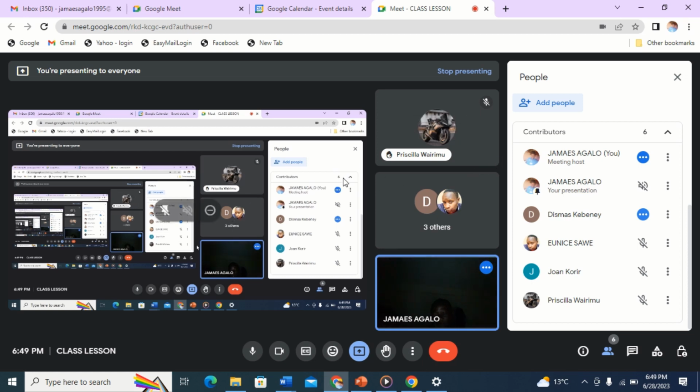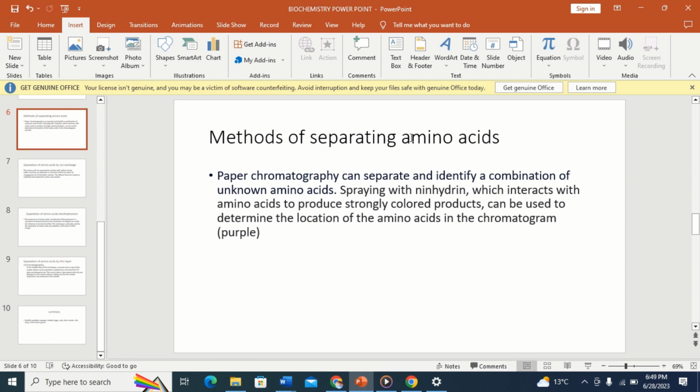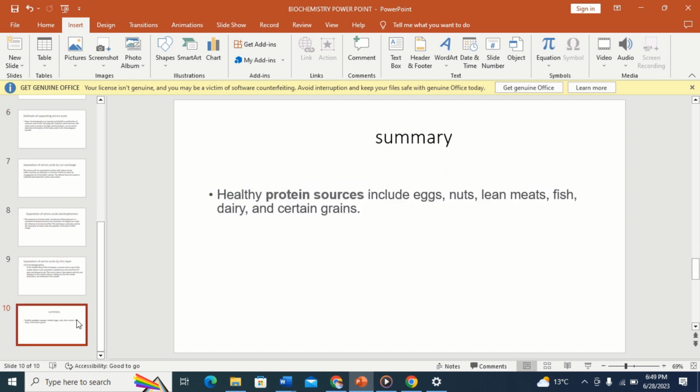So maybe our network is not allowing you to be with us in the class, but I know you are with us in the class because I can see the face. That is good. So we have some examples of sources of proteins. Healthy protein sources include the eggs, that one you have been eating. We also have the nuts, those who like groundnuts, the nuts family. Those ones are sources of the proteins.